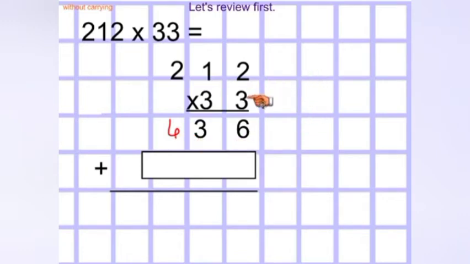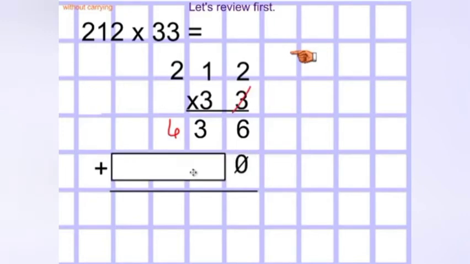Okay, this 3 right here has been multiplied times the 2, the 1, and the 2 up above in the order of ones, tens, and hundreds. Now we are done with that 3, so we're going to cross it out. The next step is we need to put a 0 and hold that spot, and you cross it out.